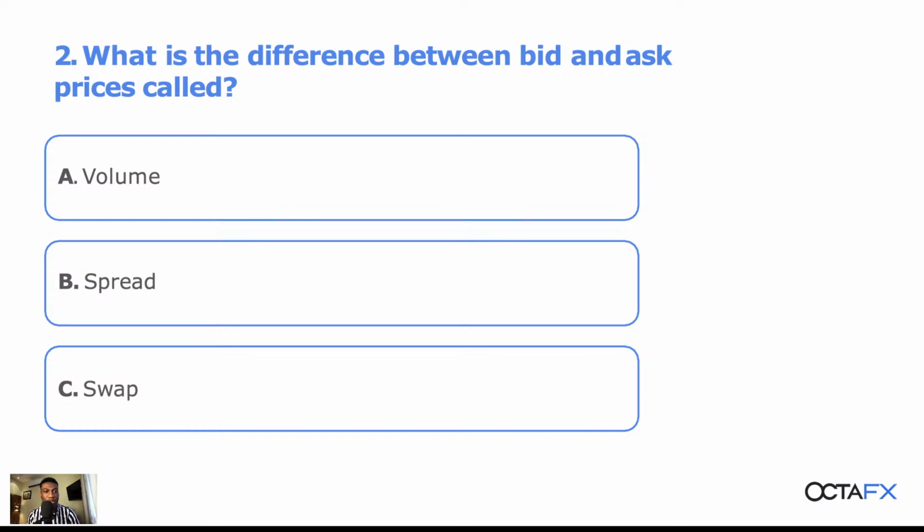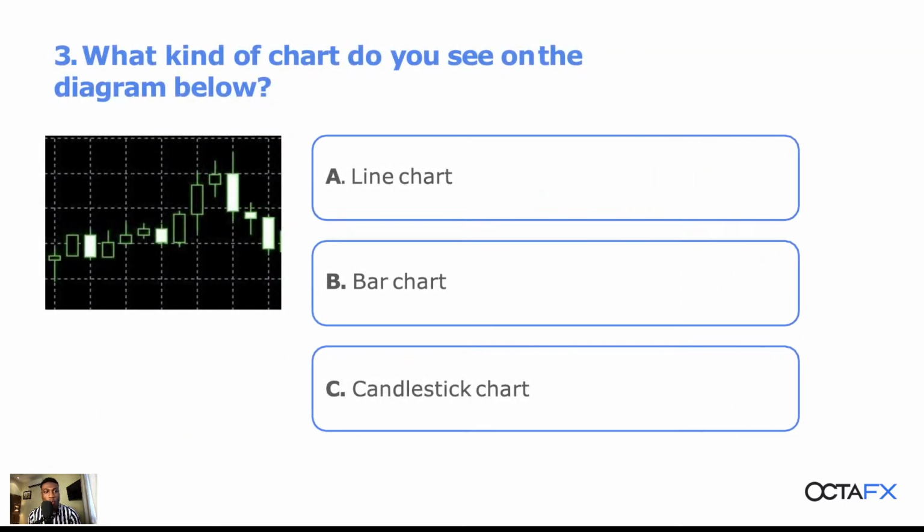Okay, so we're going to move to the third question. What kind of chart do you see on the diagram below? A. Line chart. B. Bar chart. And C. Candlestick chart.